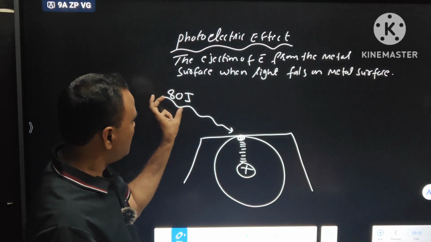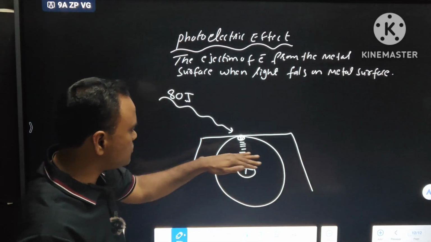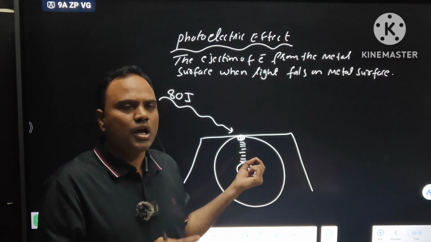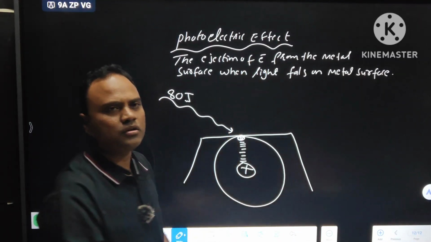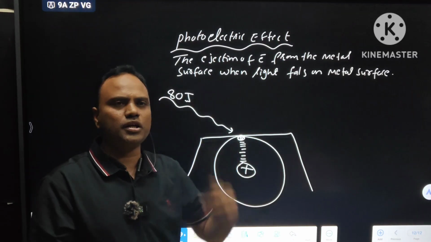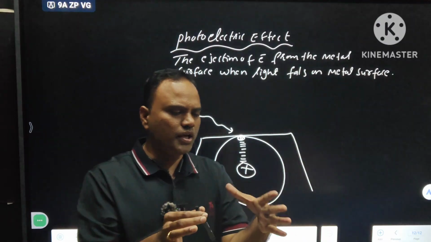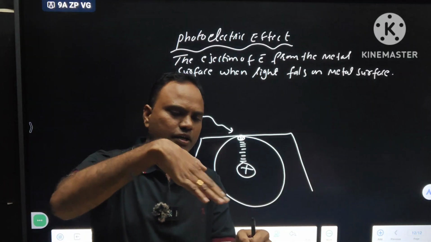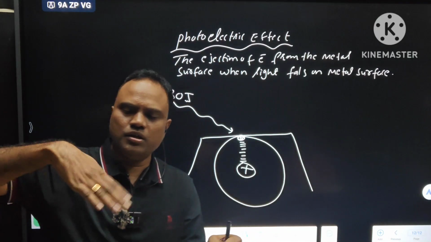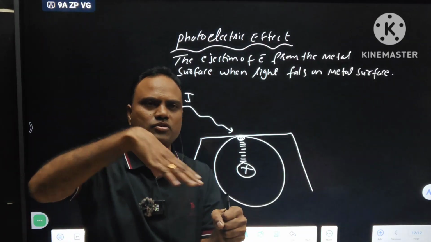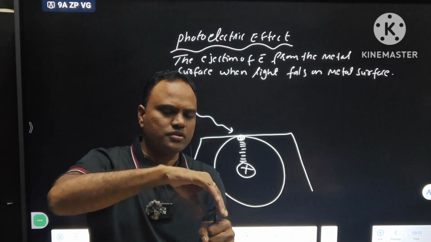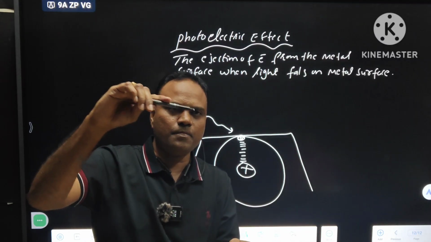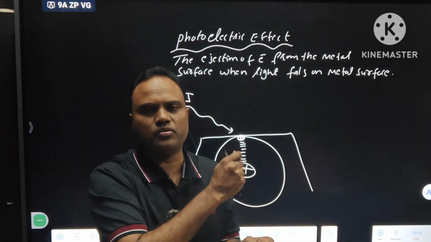Out of this 80, some part is utilized to overcome the nuclear attraction, and the remaining part is used to eject the electron, to push the electron in the upward direction. For example, this is nucleus, this is electron. I am passing the light ray. Now this nucleus is holding the electron tightly. So in this, how much energy is present? 80 joules energy is present. Out of this 80 joules, some 30 joules is utilized to remove the electron from the nucleus, and remaining energy is used to push the electron in the upward direction.